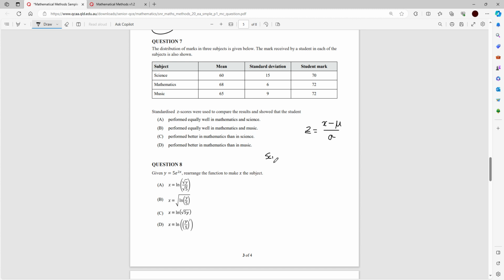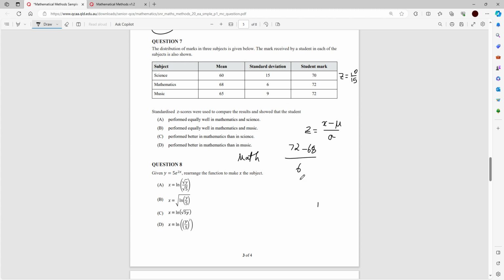So for science, student mark is 70. My mean is 60, and my standard deviation is 15. So in other words, I'm going to have 10 over 15 for science. That is my Z-score. So I'm just going to write that there. So Z-score is 10 on 15. Now I'm going to work it out for math. I'm not going to write mathematics, that's too long. So math. Your data point is 72. Your mean is 68, and your standard deviation is 6.